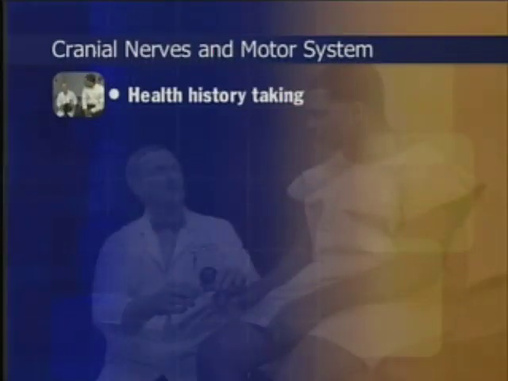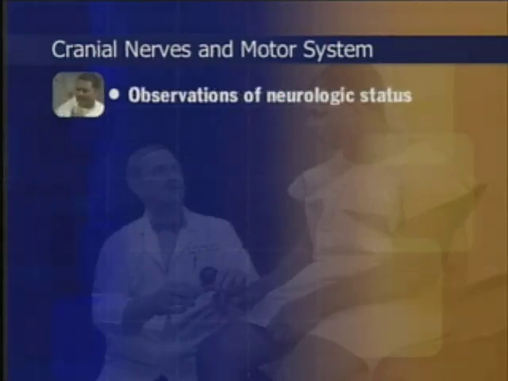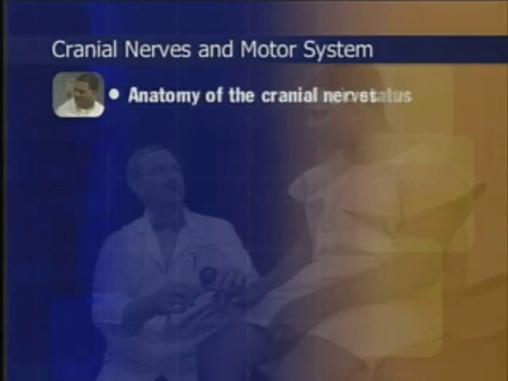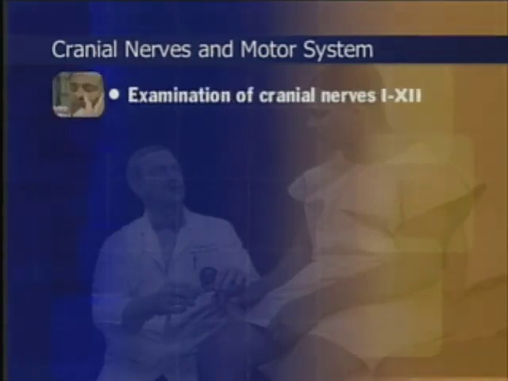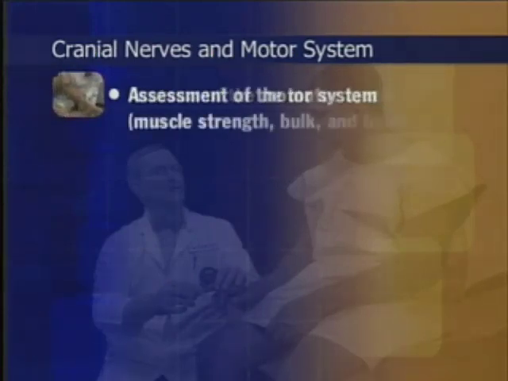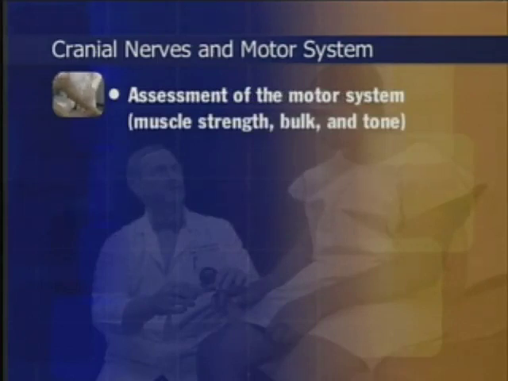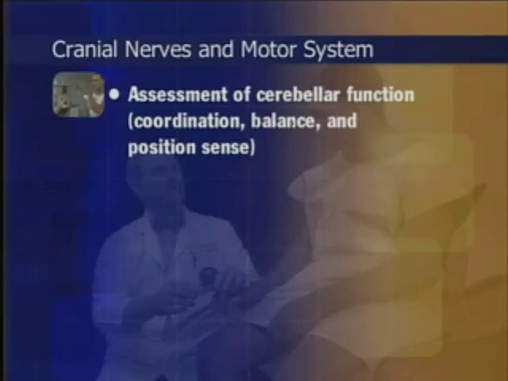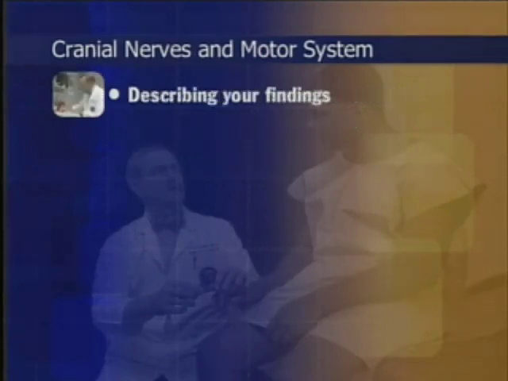with a brief overview of health history taking, followed by general observations of neurologic status, anatomy of the cranial nerves, examination of cranial nerves 1 through 12, anatomy of the motor system, assessment of the motor system, including muscle strength, bulk, and tone, and assessment of cerebellar function, including coordination, balance, and position sense. We conclude the video with tips on describing your findings.